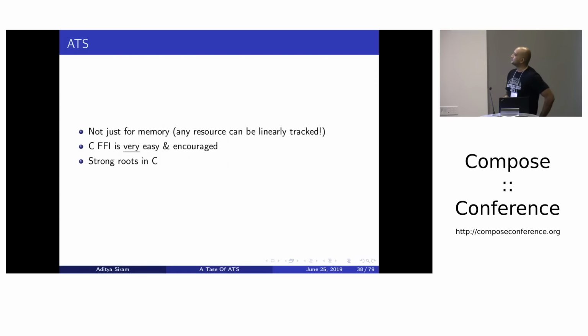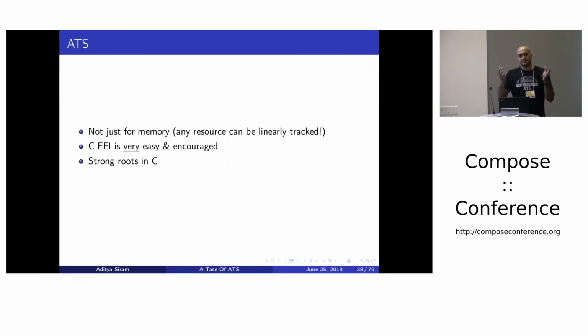So I think what we've learned from this example is that linear type systems are definitely not just for memory. We use them for memory, and we can also use them for a file handle. The C foreign function interface is extremely easy to use, and it's very much encouraged in ATS. This is opposed to a lot of programming languages where the unsafe bits are just things that you do when you have to. In ATS, it's very much encouraged and used because ATS has very strong roots inside of C.